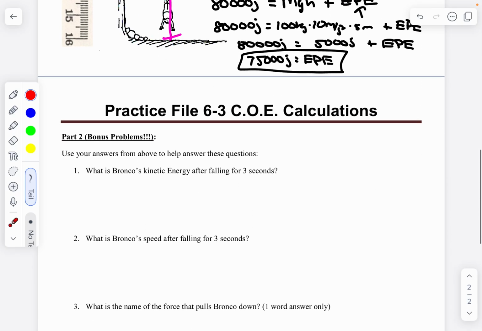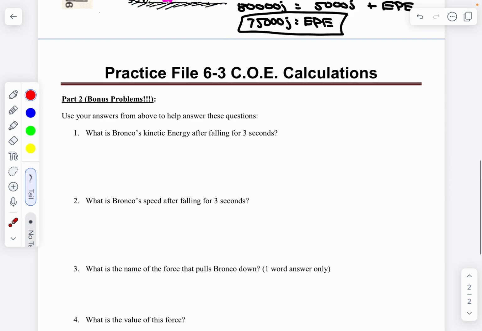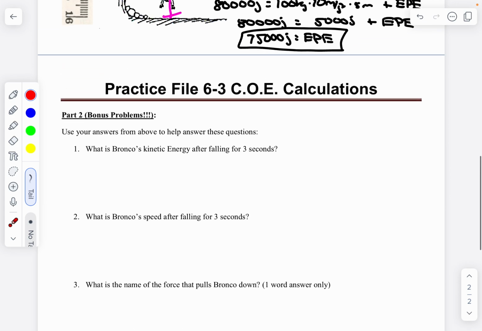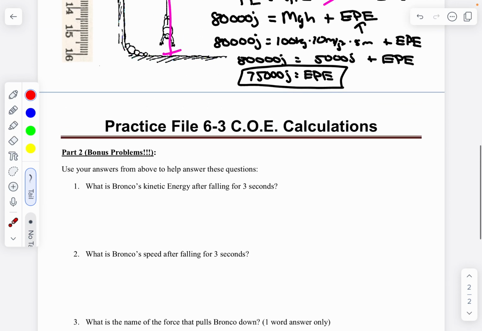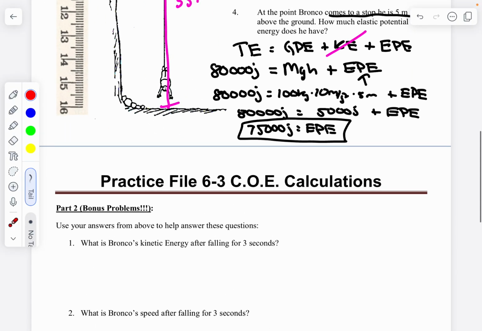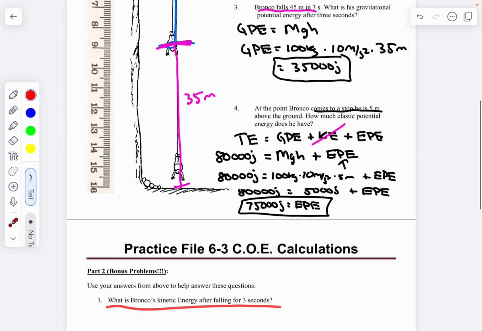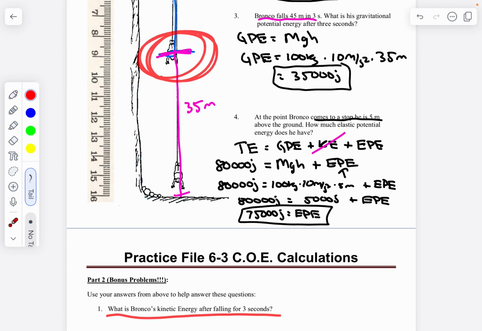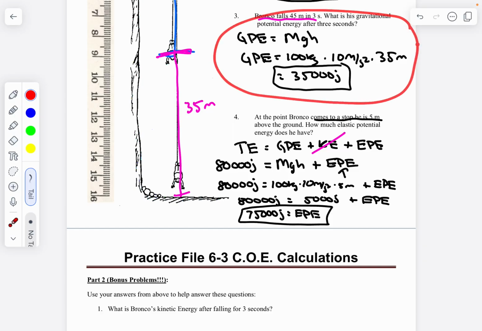Now, there's certainly more we can do with this and things that we want to do with this that are going to help us out, especially with the test on Friday, hint, hint. So we're going to go ahead and do this extension here as well because it's going to be very, very helpful to us. So the first part here is they want us to find his kinetic energy after falling for 3 seconds. Well, if you'll recall, the beauty is we already know how much gravitational potential energy he has after falling for 3 seconds.